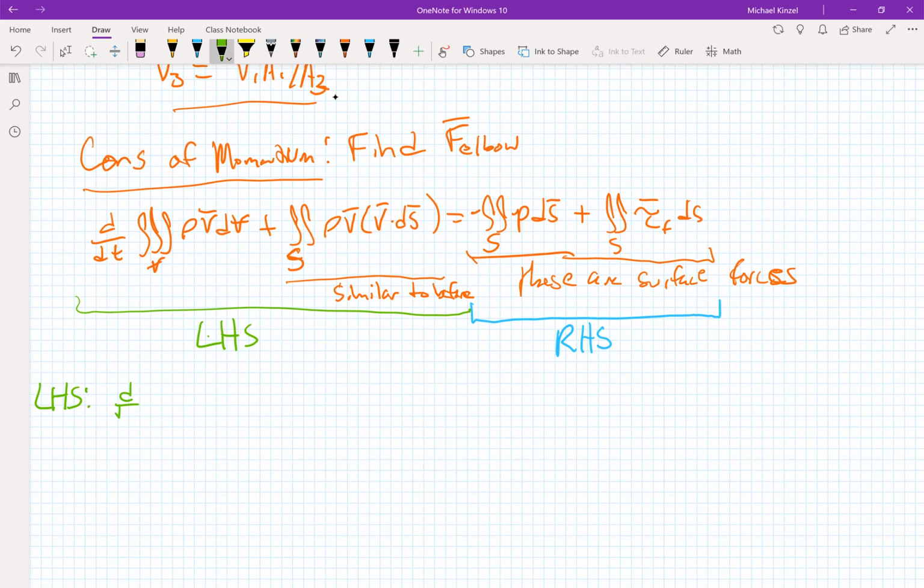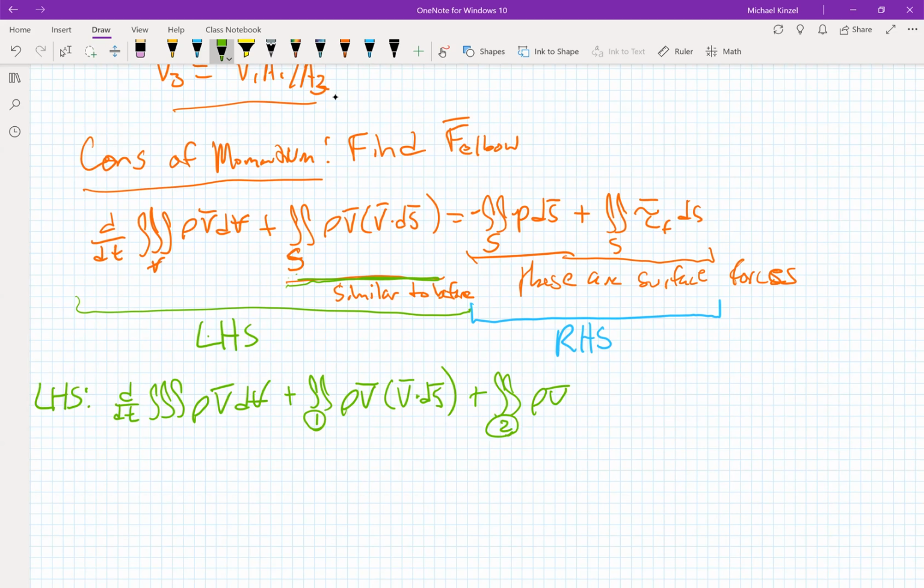So the volume term, our momentum inside the volume, plus this term is going to expand to three different terms. So we have the momentum flux on surface 1, the momentum flux out of the control volume on surface 2, and the momentum flux on the control surface 3.